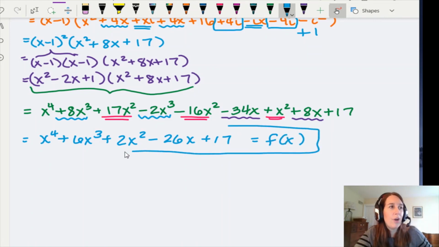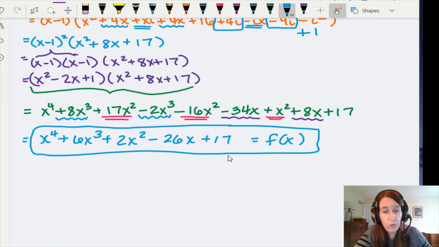And remember that that is one polynomial that will have those four zeros. We do not know the coefficients, because that could change the final answer as well. But this is one polynomial.